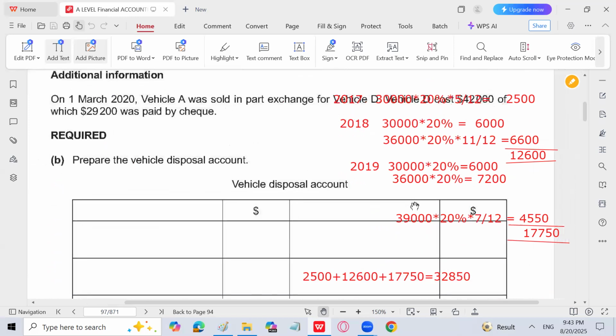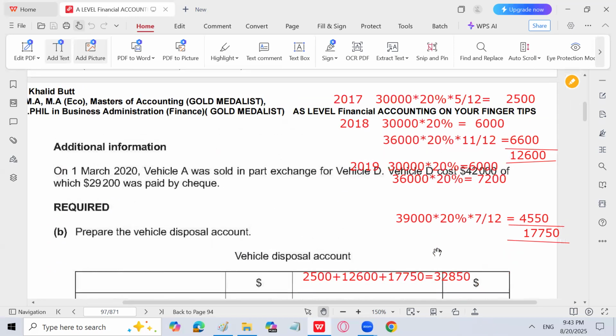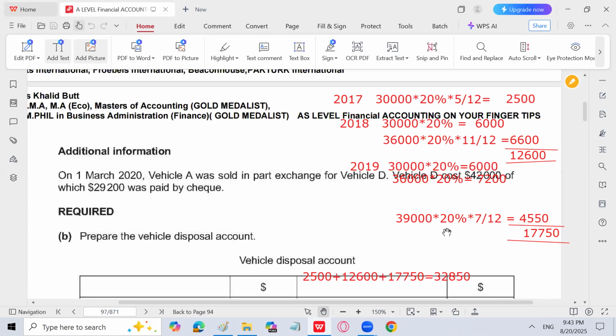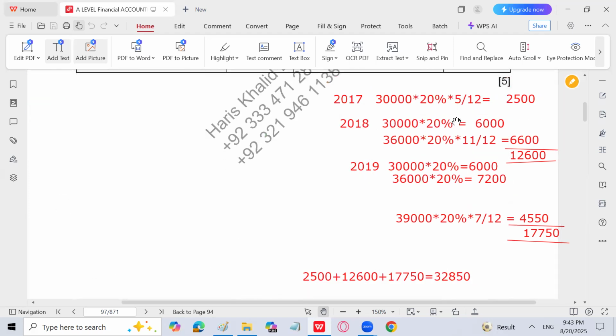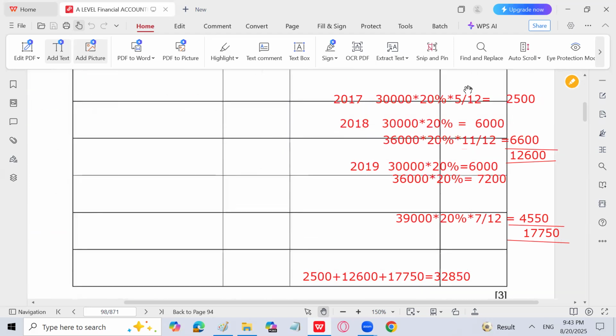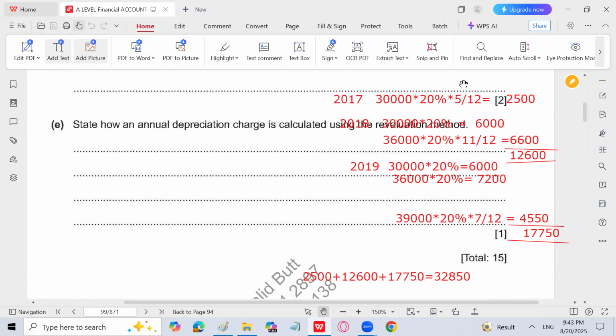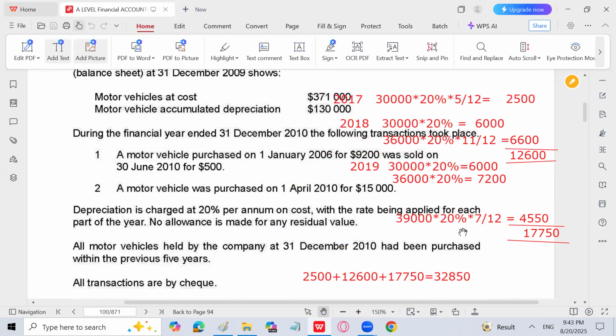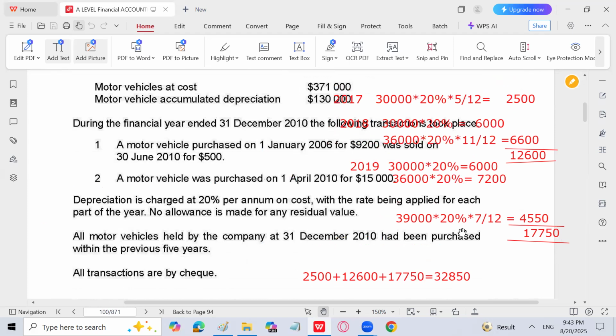On 1st March, vehicle A was sold in part exchange for vehicle D, cost 42,000, of which 29,200 was paid by check. I'm not going to solve this part because part exchange of an asset is a compulsory and difficult part of a difficult topic for AS. And remember this, nowadays, whenever there is a full-fledged question of depreciation in the paper, it always has a part of part exchange. It always comes with part exchange. So I'm expecting this in October, November also, that maybe you will find a question of depreciation with part exchange. So any problem, you can ask me. Otherwise, thank you very much.